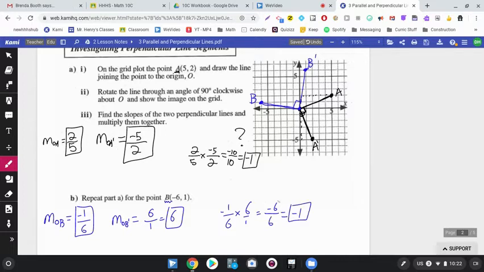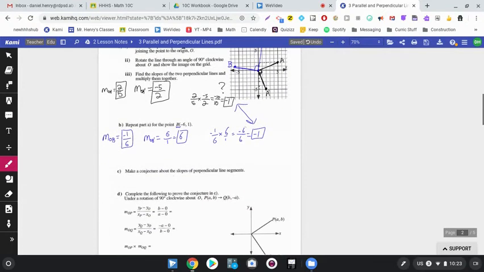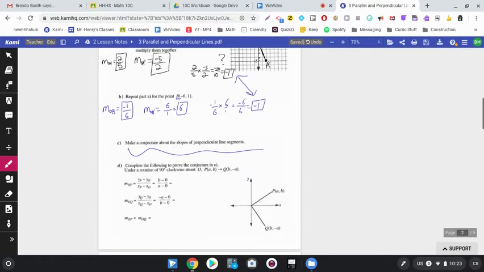Hey, I got the same thing. Perpendicular slopes, when I multiplied them, I got -1, which is a little weird. But maybe it's going to allow me to make some sort of statement about it. It says make a conjecture. I'm not going to do it. We'll kind of talk about it as we go.